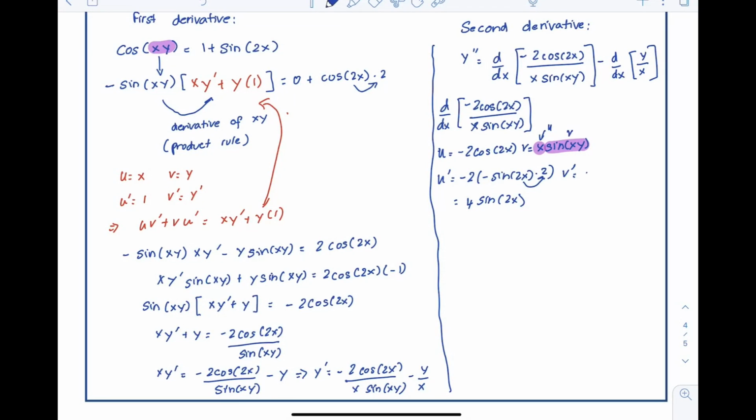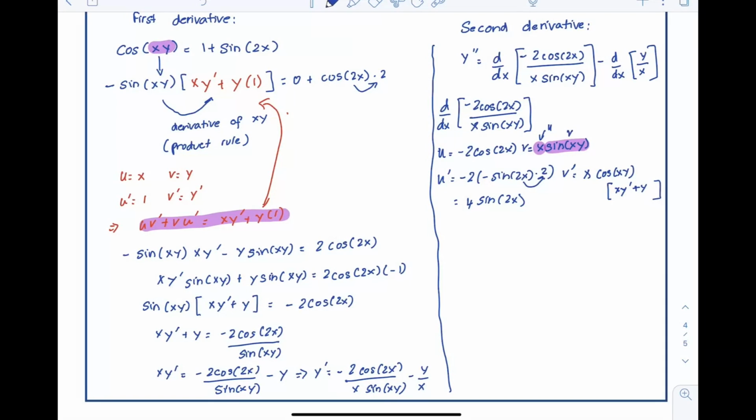And that would be u v prime, the derivative of sine xy. The derivative of sine xy is cosine xy multiplied by the derivative of whatever is inside, which is xy. We already know that derivative from this step earlier. So we have xy prime plus y. So we have u prime, v prime, and we are good to go.